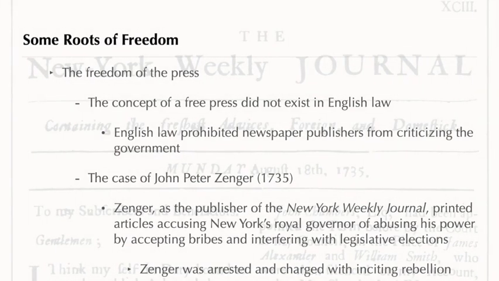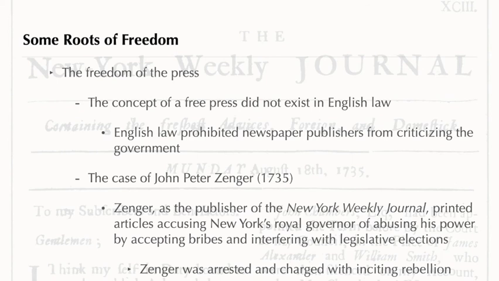When colonial newspapers appeared in the early 1700s, they became an important source of information. Freedom of the press, however, did not exist in England or in the English colonies. Under English law, a publisher was not allowed to criticize the government.